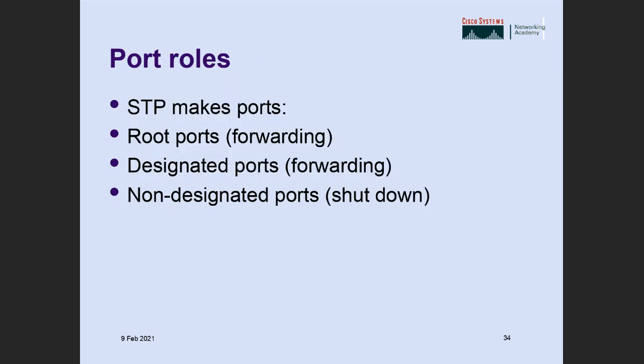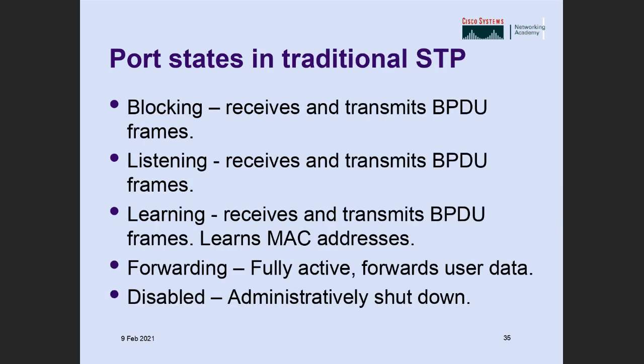And so port roles: spanning tree protocol is going to make ports in one of 3 states eventually. Root ports are going to forward data. They're going to actively forward data back and forth. Designated ports are going to forward data back and forth. Non-designated ports, and I don't like the word shutdown, are going to be inactive so far as forwarding data is concerned, but they're going to keep actively listening to the traffic to know that they should take over in case one of the other root ports or designated ports stops working. They need to be a backup and start working.